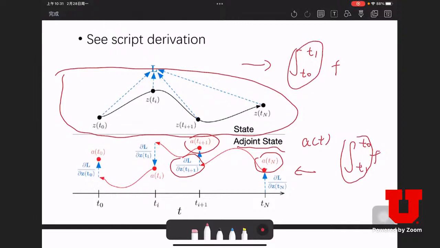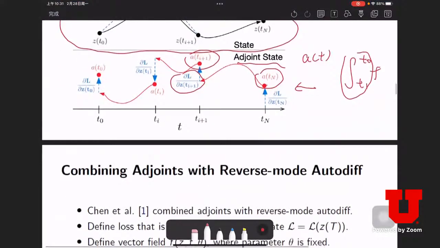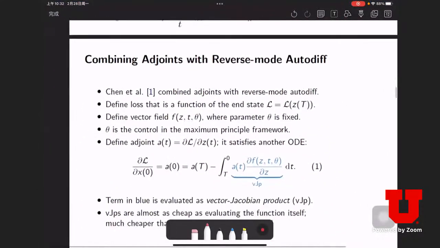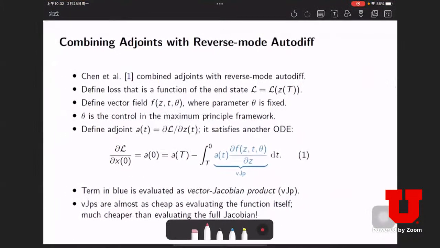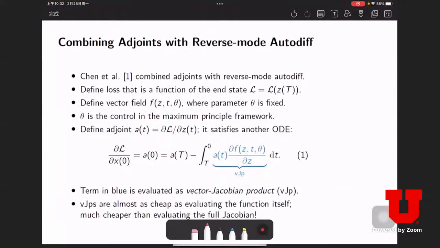And you will see the difference when things go to the SDE, I mean, the forward integration and backward integration. And I think here is a slide to highlight the advantage of the adjoint method with the neural ODE. This paper, neural ODE, is the first to combine the adjoint method with reverse-mode autodiff. Just remember the derivation we just went through.